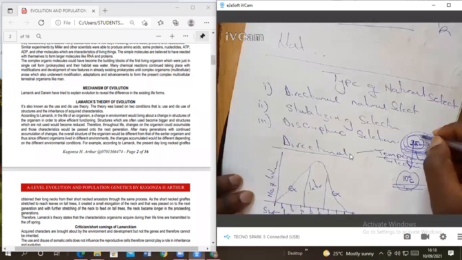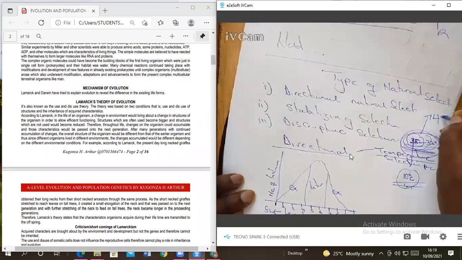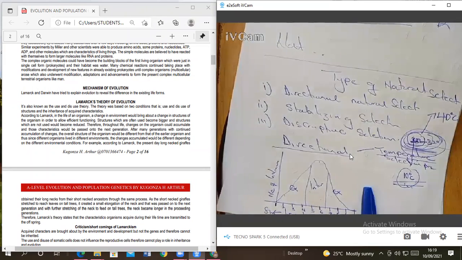What about when the temperatures increase to 40 degrees Celsius? What will happen? If the temperatures rise to 40 degrees Celsius, what will happen to the environmental conditions?